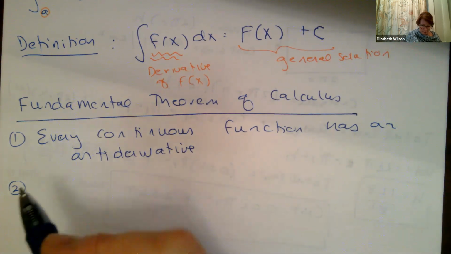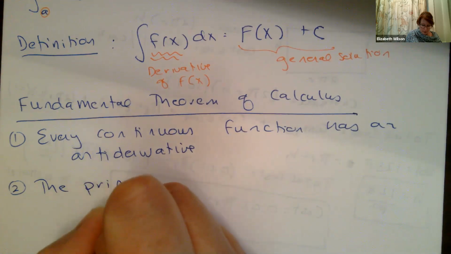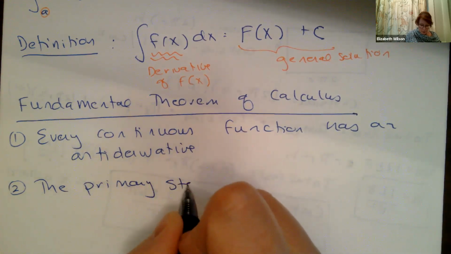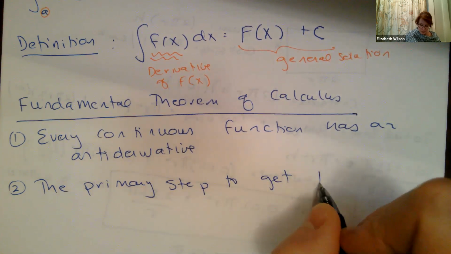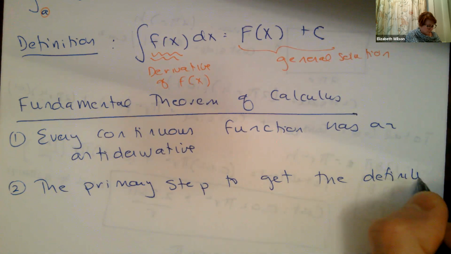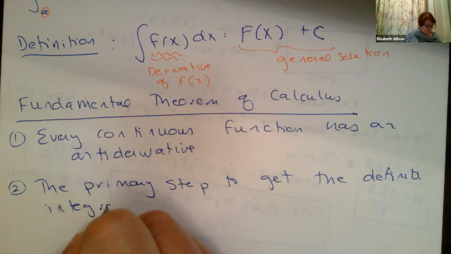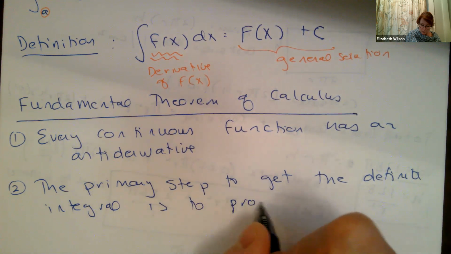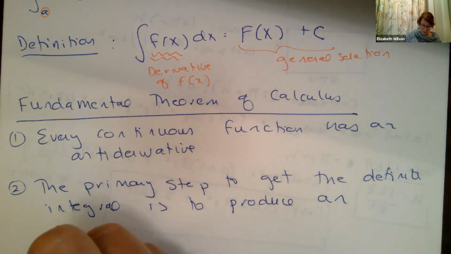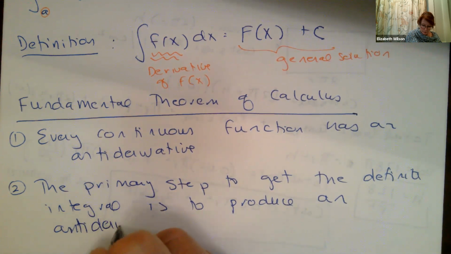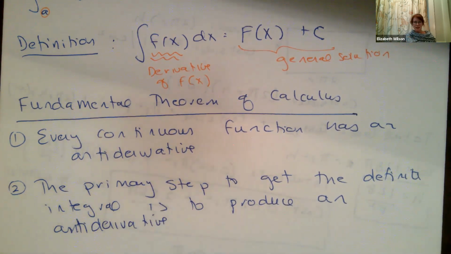So let me just write that down. The primary step, this is what our book says, the primary step to get the definite integral is to produce an antiderivative. It's kind of a funny statement because antiderivative and integral are pretty much the same concept, right? I do the integral to get the antiderivative. The process of taking the integral will give me an antiderivative is how you can think about it.